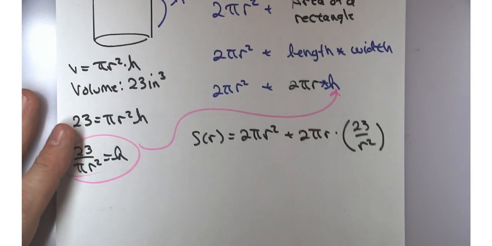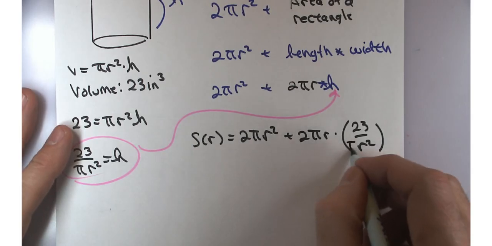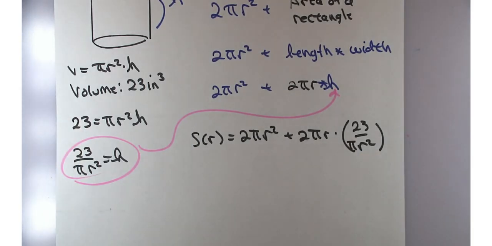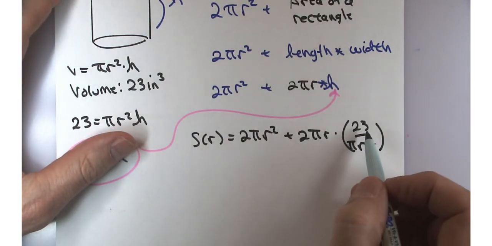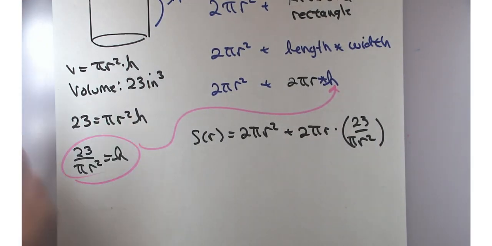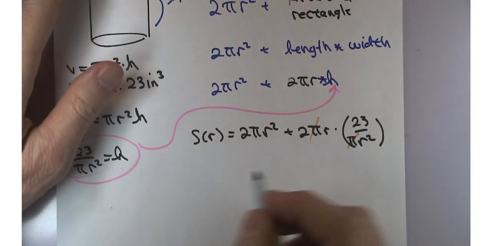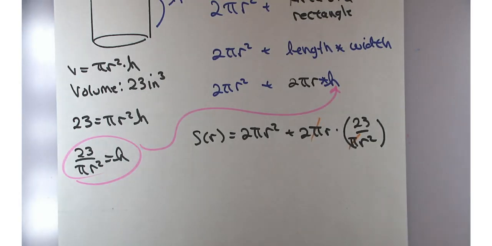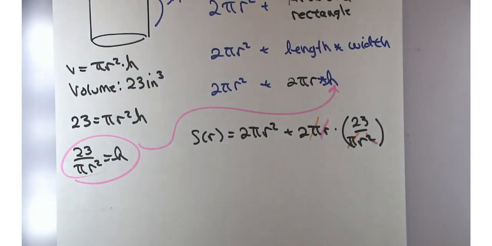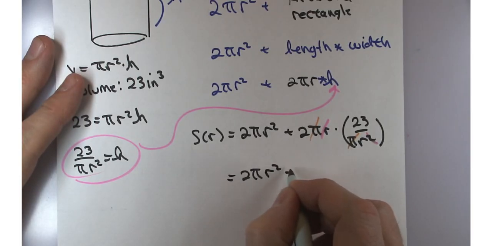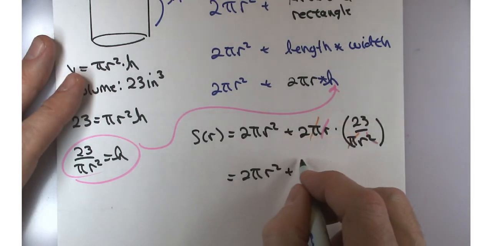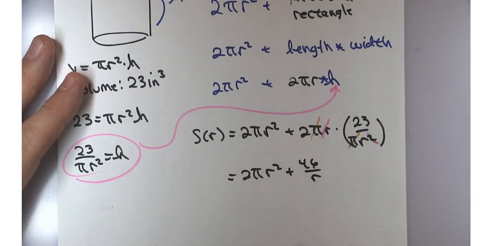I think you need a pi. Yeah, I do need a pi. Let's clean this up a little bit. One of the r's is going to cancel. The 2 times the 23 is going to give me 46, and the pi is going to cancel. So that'll cancel. Thank you for that, Ethan. Then one of the r's is going to cancel. So that'll cancel one of those. I'll be left with 2 pi r squared plus 46 over r. And as far as differentiating this is concerned, I might want to rewrite that one more time.